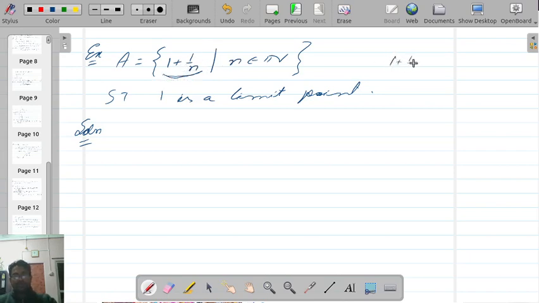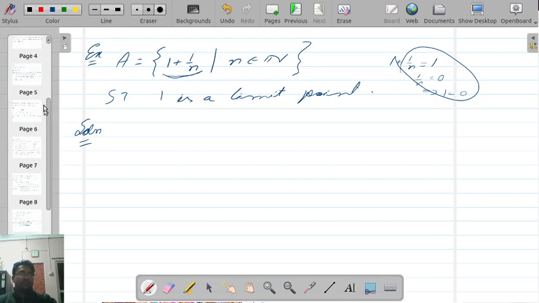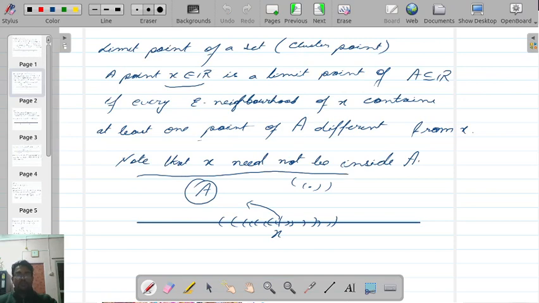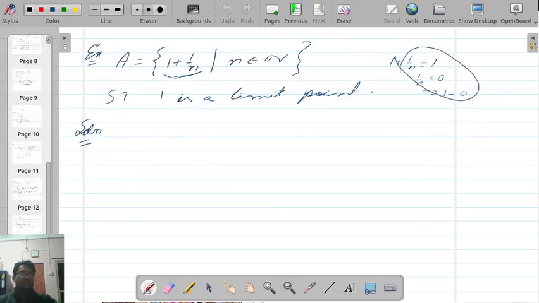If 1 is a member of this set, then 1 plus 1 by n will be equal to 1 for some n. That means 1 by n is 0 for some n, but that's not possible. If that happens, then 1 becomes equal to 0. So 1 is not an element of this set. In the beginning itself, I had remarked that a limit point of a set may not be an element inside the set. So this is another example where the limit point is not inside the set. Now how to show that 1 is a limit point?